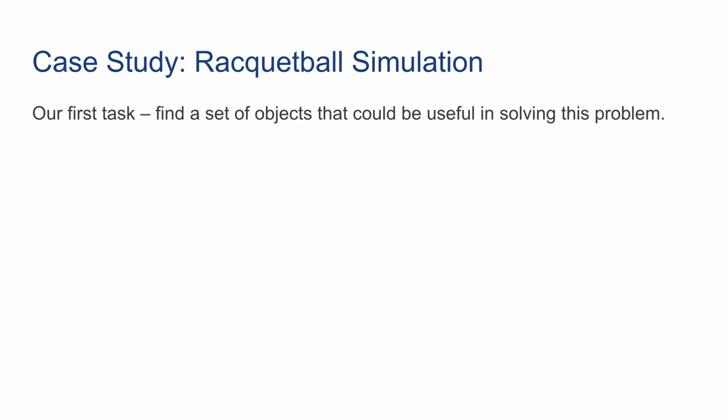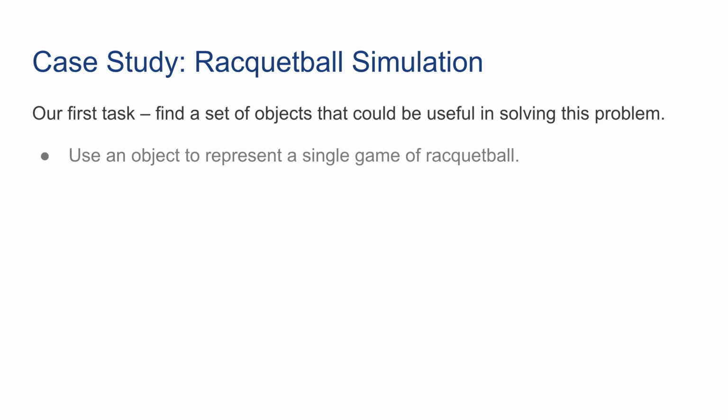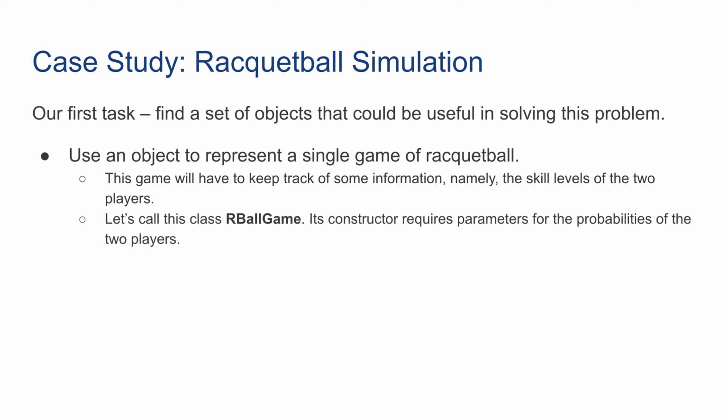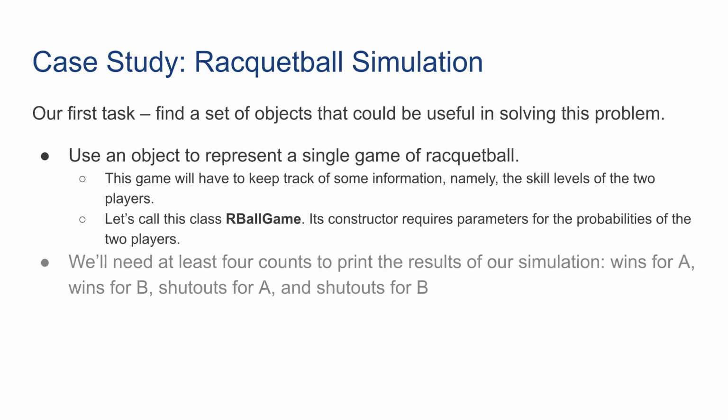So our first task is to find a set of objects that could be useful in solving this problem. We can use an object to represent a single game of racquetball. This game will have to keep track of some information, namely the skill levels of two players. Let's call this class RBall game. The constructor requires parameters for probabilities of two players.